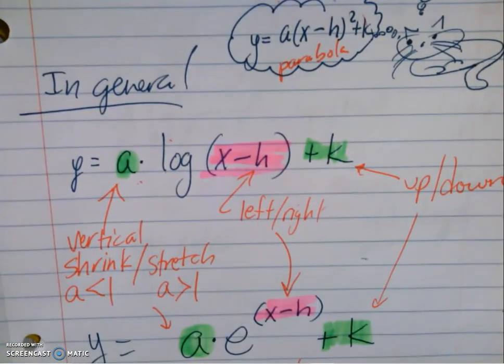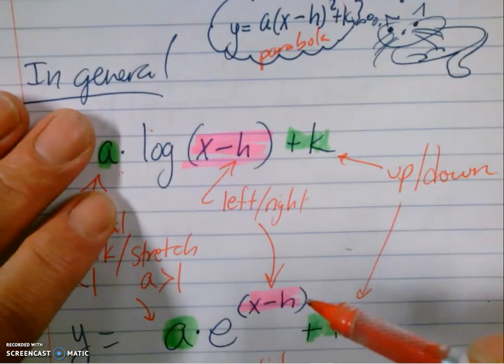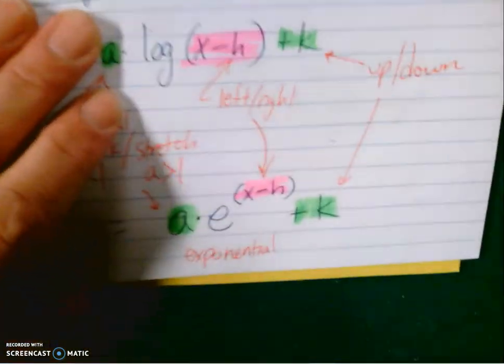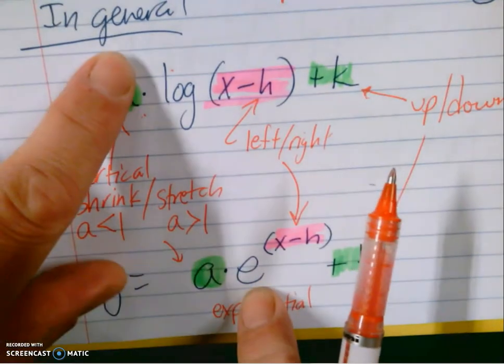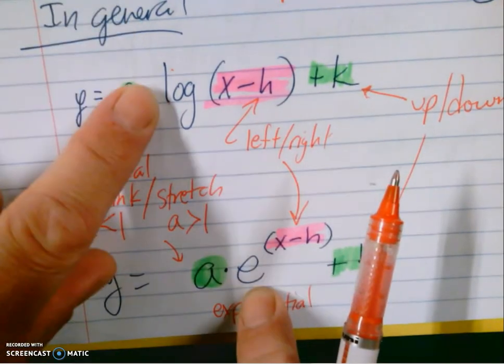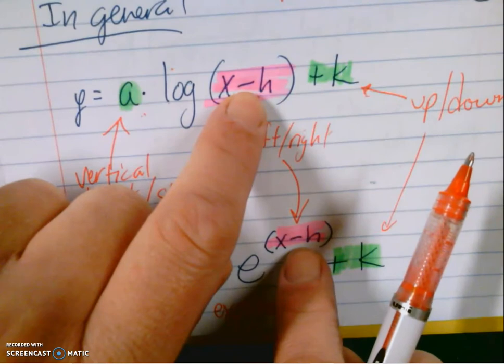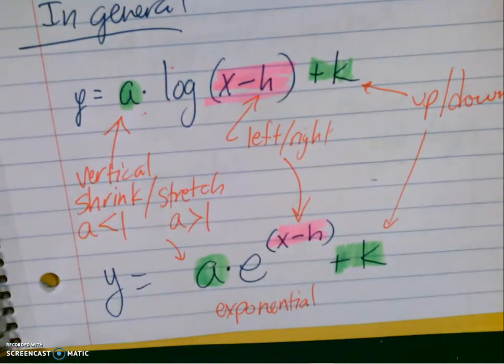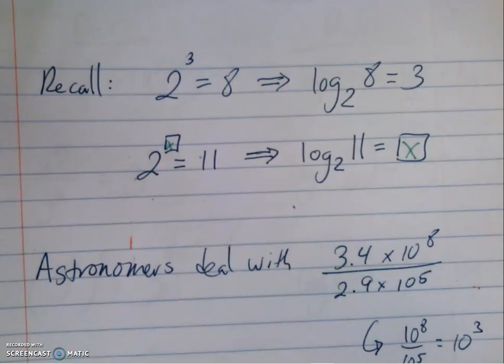So it's not easy now, obviously. But once you get used to these, it's a little easier. So it won't matter if you're talking about exponential or logs. Doesn't matter. A number inside is a horizontal shift. A number outside is a vertical shift. That's the rule.